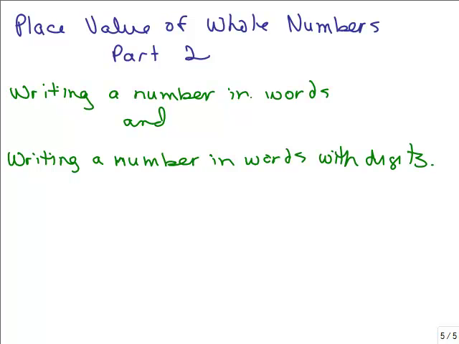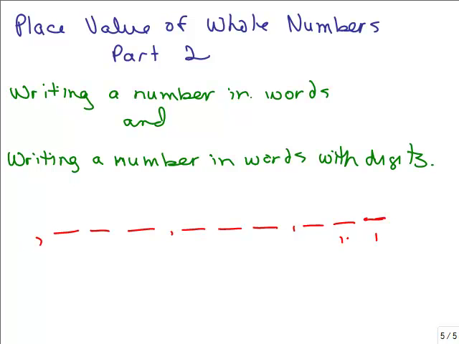This is part 2 of place value of whole numbers, and in this video we're going to learn how to write a number in words and also take a number that's written in words and write it with digits. So we have to remember how the place value system works. Remember, it's broken up sort of into 3 at a time.